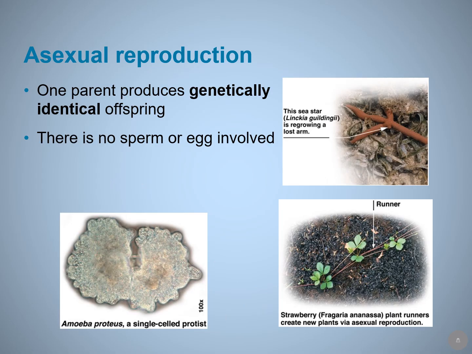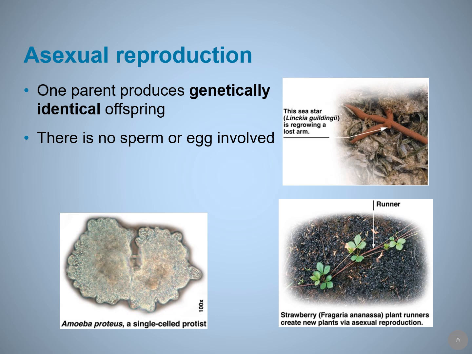The other type of reproduction is called asexual reproduction. In asexual reproduction, one parent is going to be producing genetically identical offspring. This means that any of the offspring that comes out of this individual is going to have the exact same DNA sequence as the parent. So there's no sperm or egg involved when it comes to asexual reproduction.